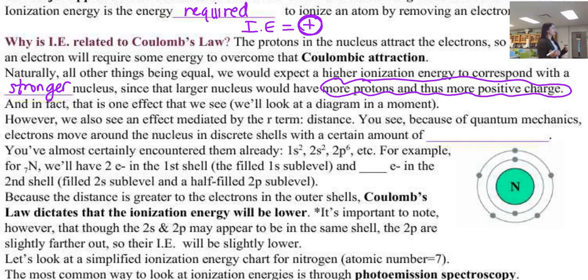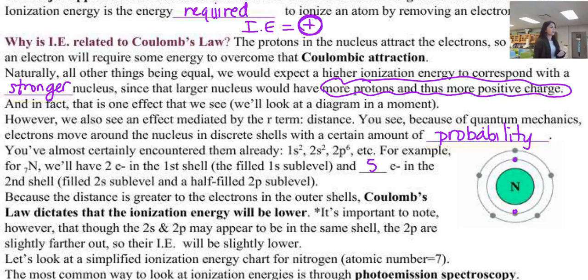You see, because of quantum mechanics, electrons move around the nucleus in discrete shells with a certain amount of probability. So we know that it's all based on probability. You've almost certainly encountered them already: 1s2, 2s2, 2p6, 3s2, for example. For nitrogen, we'll have 2 electrons in the first shell. So we can see here, we've got our 2 electrons. And again, even though this looks like Bohr's model of the atom, we're just talking about the shells right now, outside of the nucleus. Then in the second energy level, the rest of them, we've got another 2s, but then we have 3 in the p. And so we have a total of 5 electrons in the second shell.